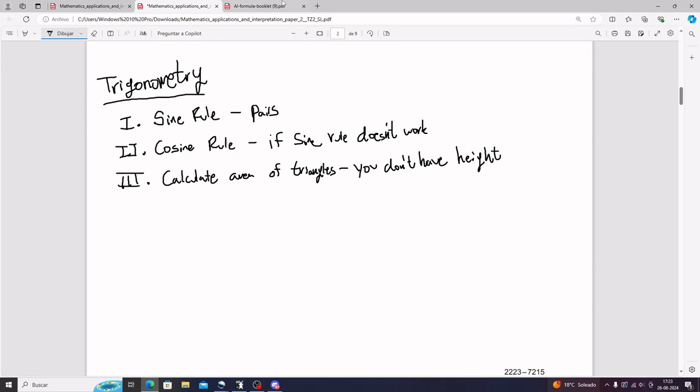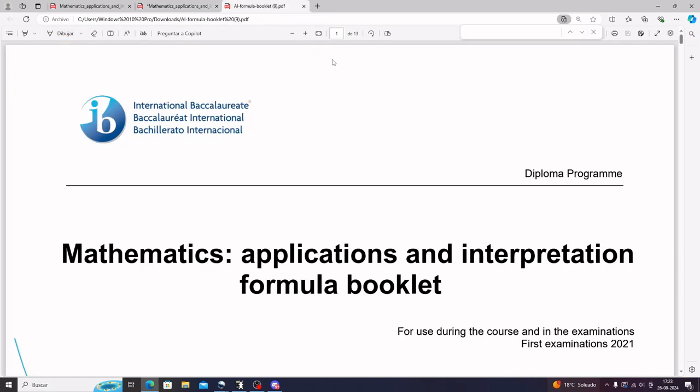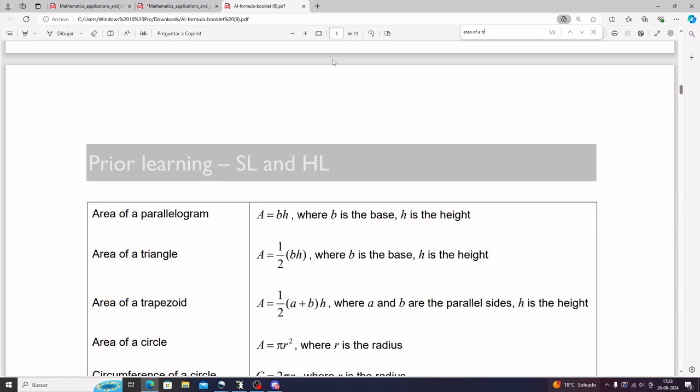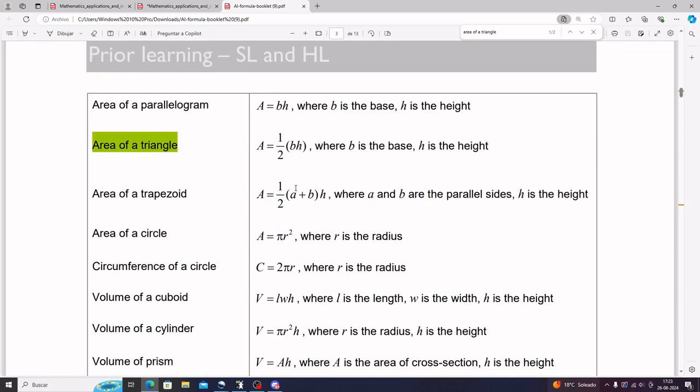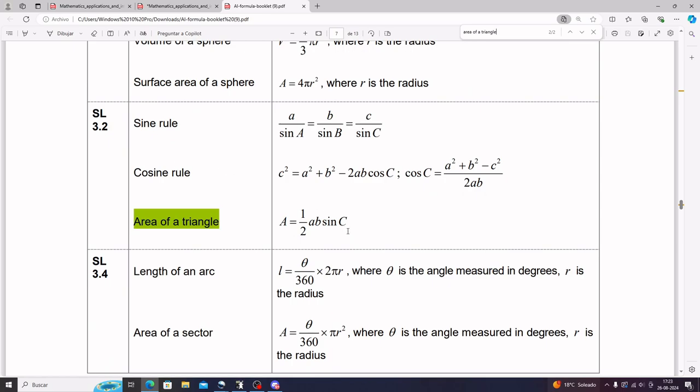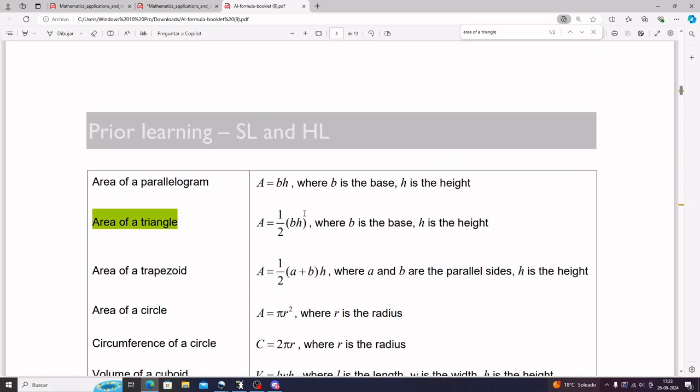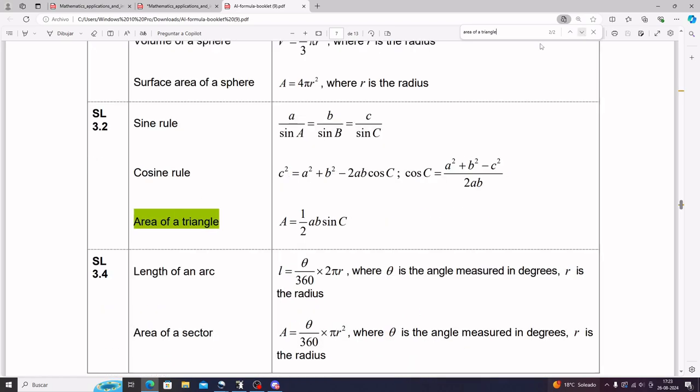Because what we're used to doing, if we look at our formula booklet, is the classic one up here for the area of a triangle: base times height divided by 2. You've probably done this like 100 times. Well, the other formula for area of a triangle, here it is. Look at that. Over here, you need the base and the height. Down here, what you actually need are 2 sides and 1 angle.